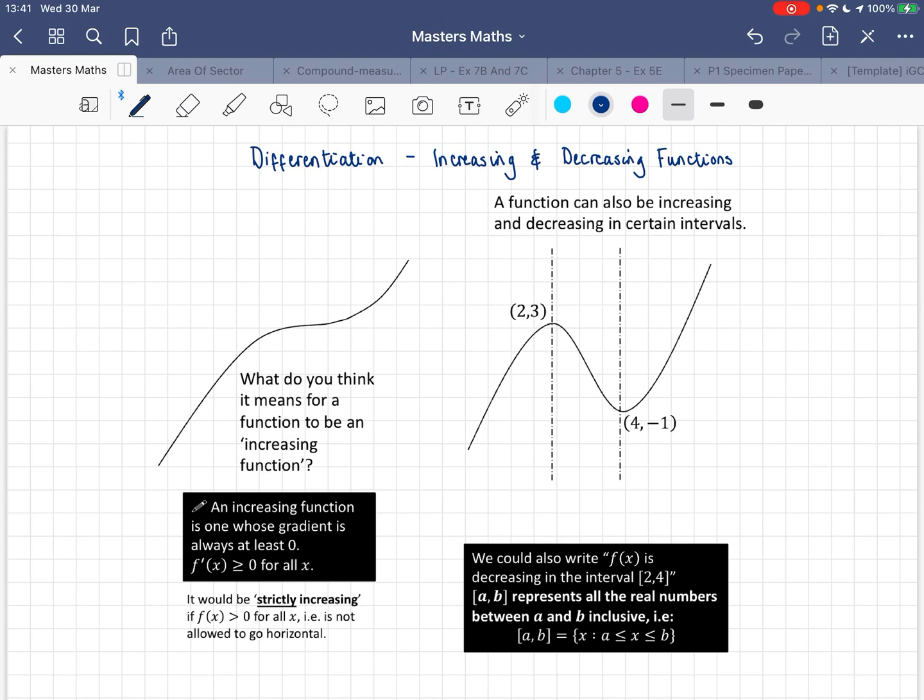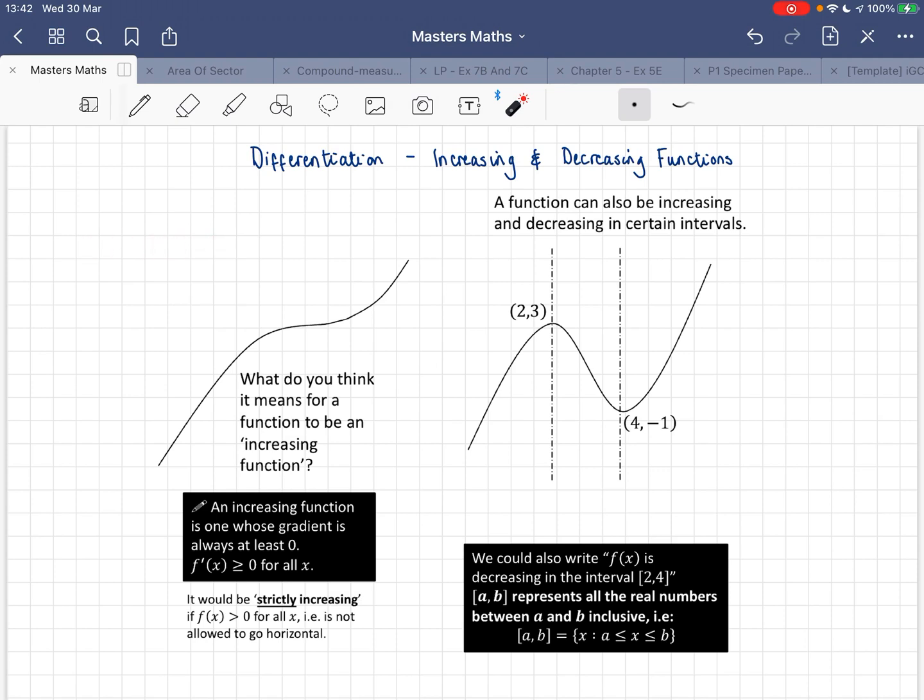So increasing and decreasing functions. Basically, for a function to be increasing, it means that the gradient is always at least 0. When we differentiate it and we have a gradient function, it's always equal to or above 0. It would be strictly increasing if it is strictly greater than 0, not equal to, or basically saying that the gradient is always positive. If it's equal to 0, then our line would be horizontal.